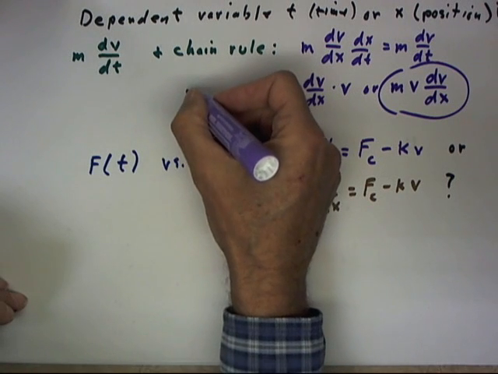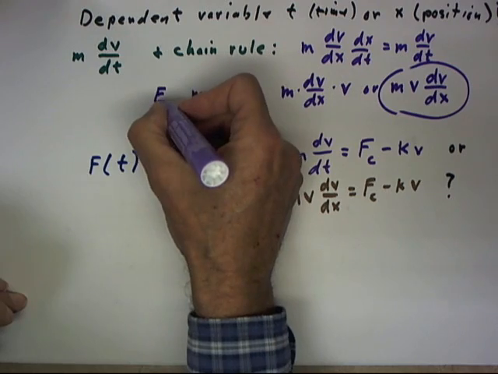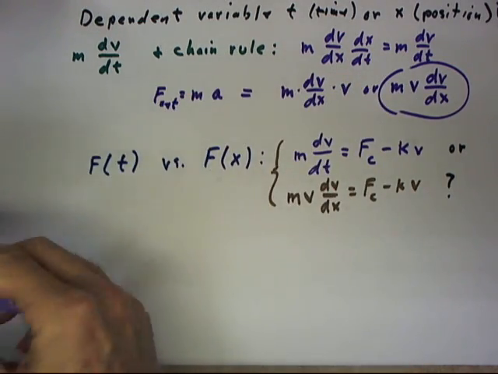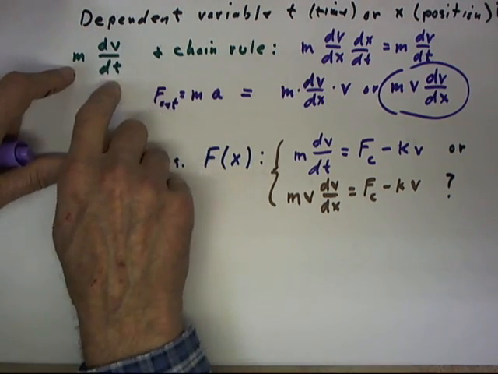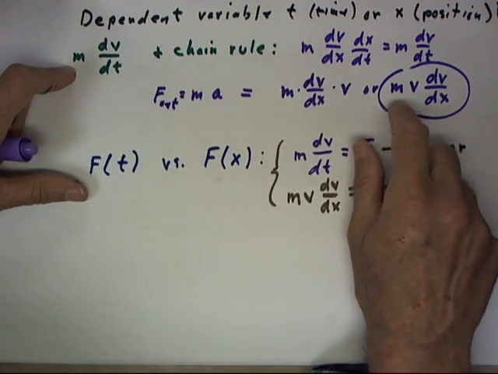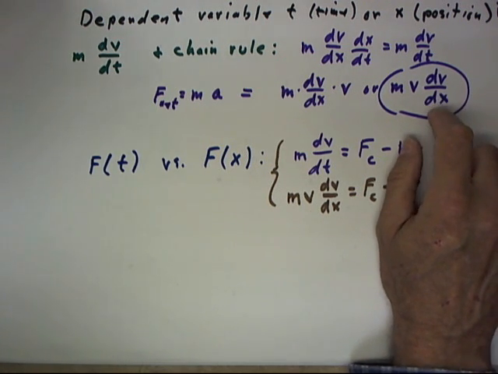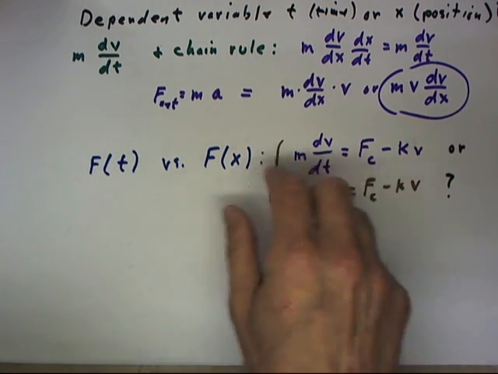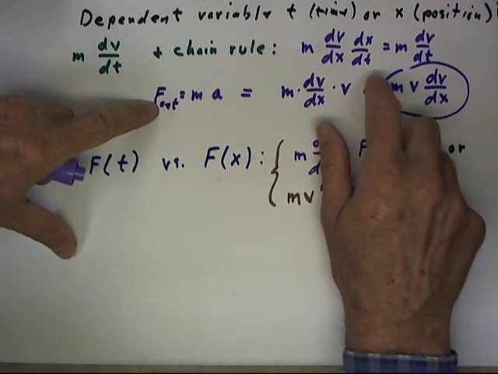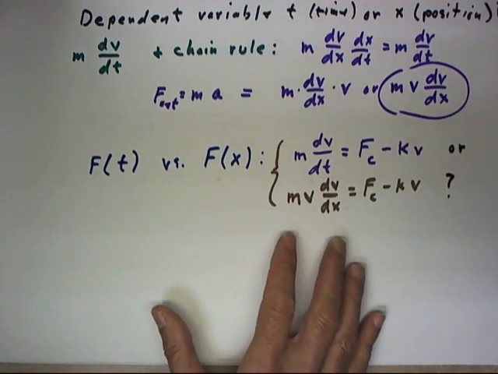And once more, this is nothing but mass times acceleration equals net force. So our net force can be expressed as m dv/dt, mass times the derivative of velocity with respect to clock time, or as mv dv/dx, where v is understood now to be a function of x. If our net force is known as a function of position rather than as a function of time, then this is a very handy tool we can use.